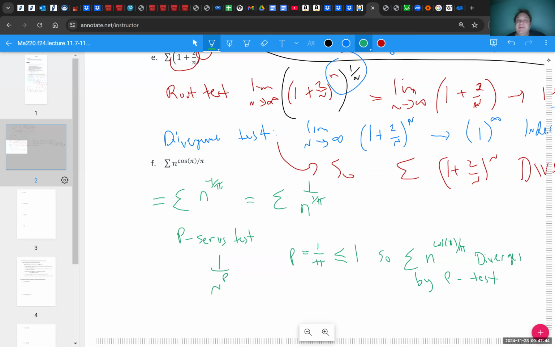Okay, so I made this a little sneaky, so it didn't look like a polynomial at first, but it is. It's a p-series test. And the p-value, if it was greater than 1, we know it converges. If it's less than or equal to 1, we know it diverges. This was 1 over pi, so it diverges.